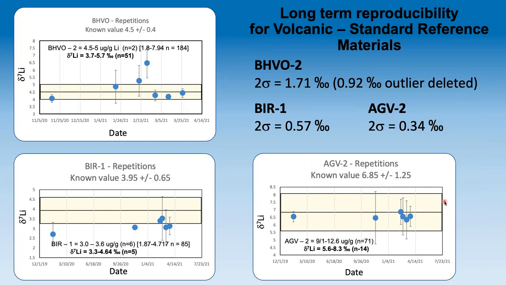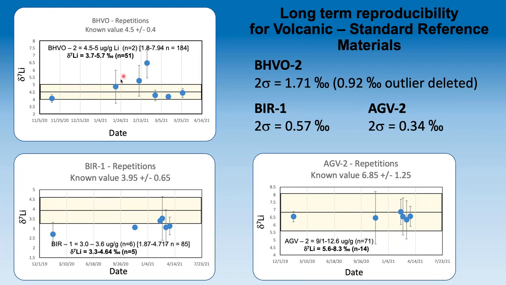So this is what it looks like over time. We're looking at BHVO, BIR, and AGV. These are our United States geologic standards. These are rock materials, two basalts and this andesite. And what we see is that when we're looking back in November of 2020, and then we had a small COVID hiatus, which we shall not mention, and then we pick it up in 2021 and look beyond, we have really good stability over time.